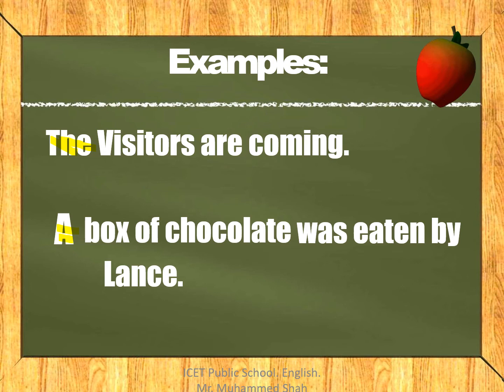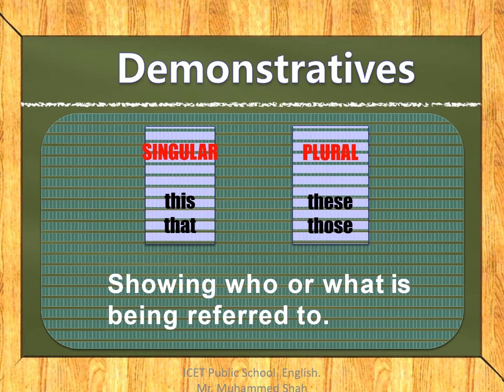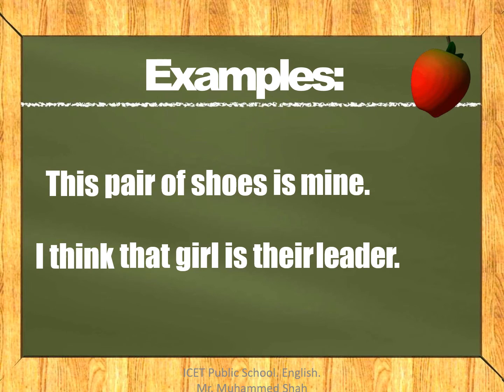So these are the, have, this. So 'this' is singular here because this pair of shoes is one pair, so singular 'this'. Then I think 'that girl', that is the demonstrative example for determiners. That is also an example for that.